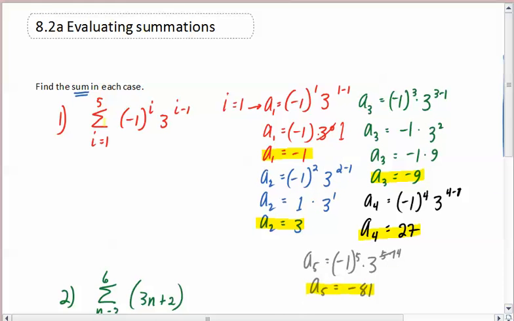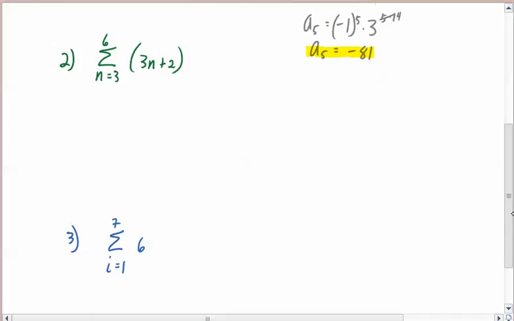Now, this right here means that I'm to add them together. So I'm going to take negative 1 and add it to 3 plus negative 9 plus 27 plus negative 81. And for the sum, I get negative 61. Okay, there it is. Let's take a look at another one.